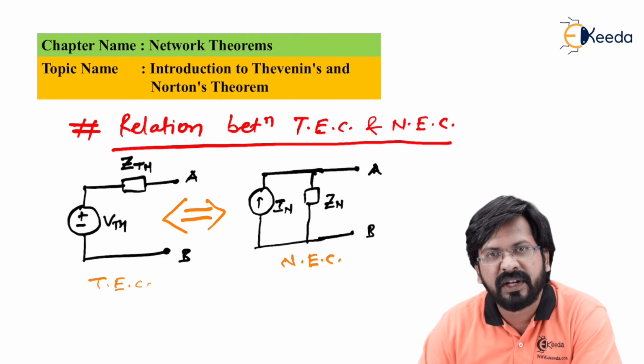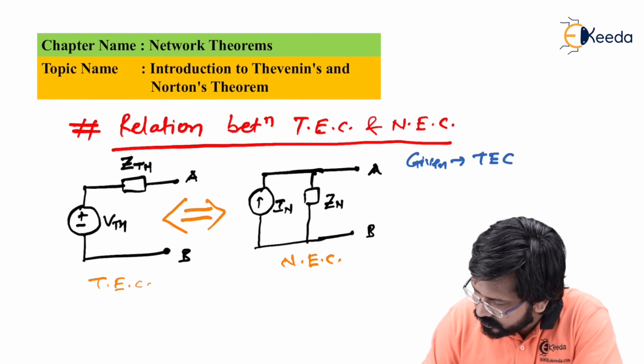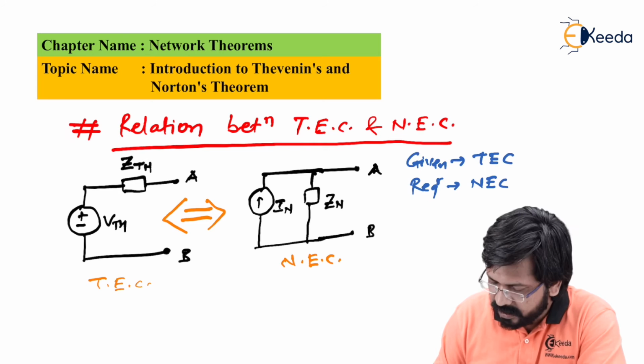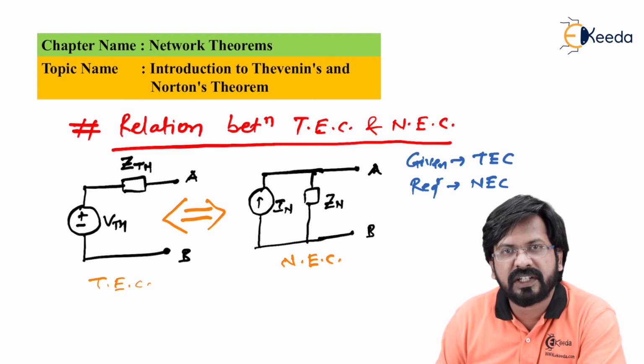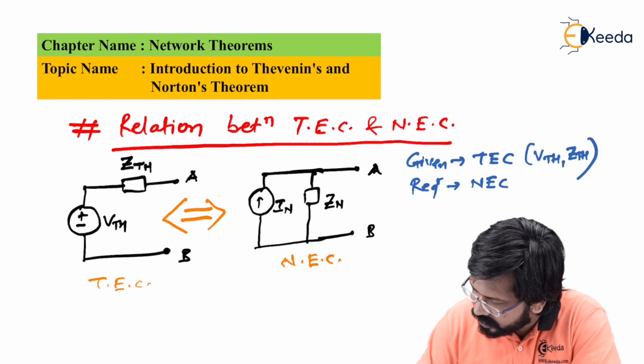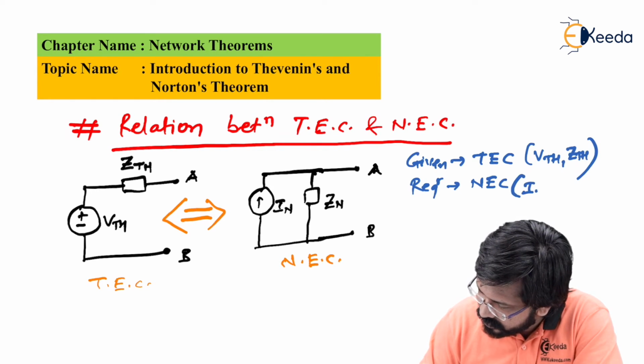So assume that the Thevenin's equivalent circuit is given to us. So what is given is, let's say, TEC, and what is required is NEC. So if TEC is given, it means two components must be given, that is VTH and ZTH. So TEC is given means VTH and ZTH are already given. And what is required to have NEC? Again, two values, that is IN and Zn. So what is required is IN and Zn.